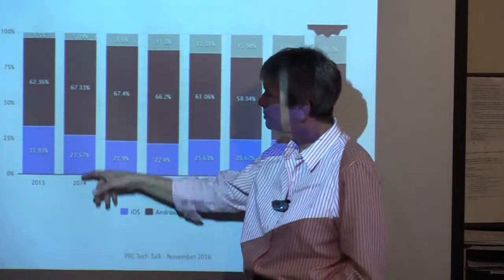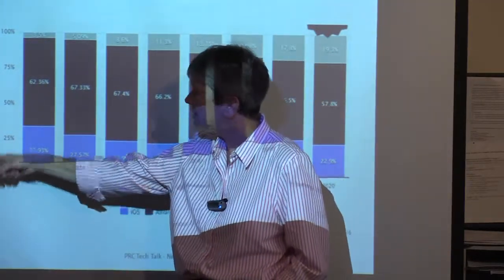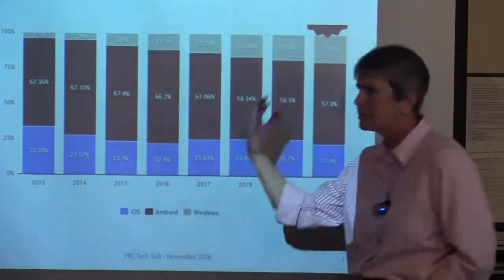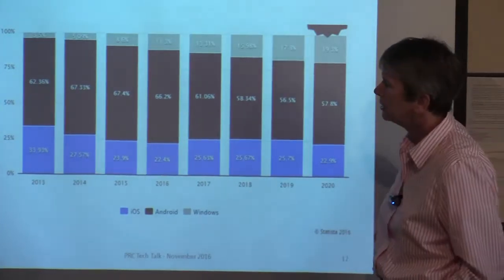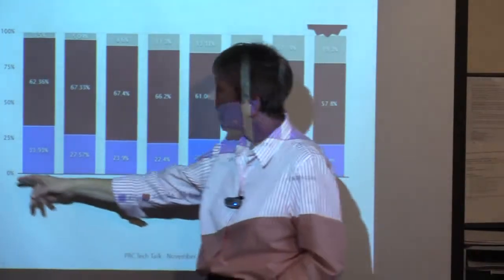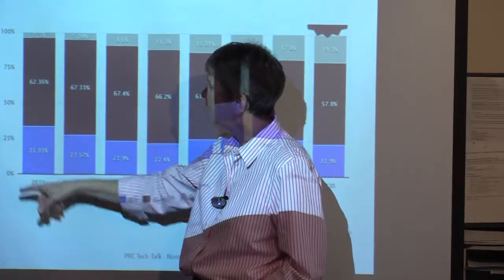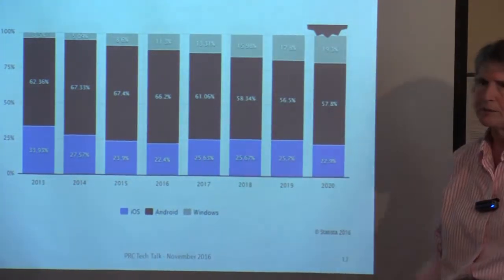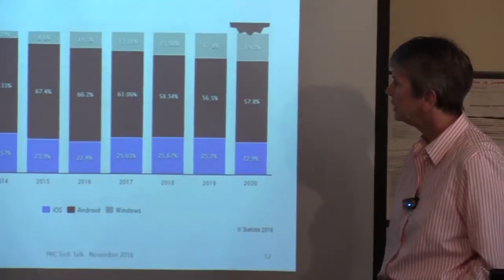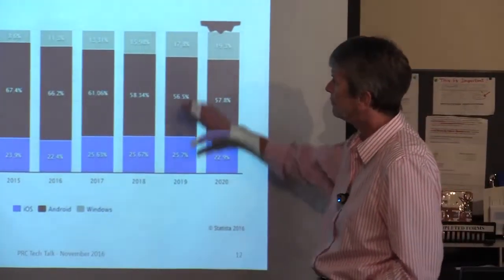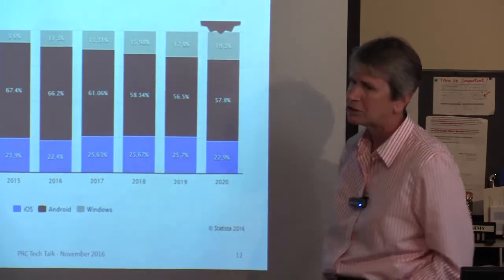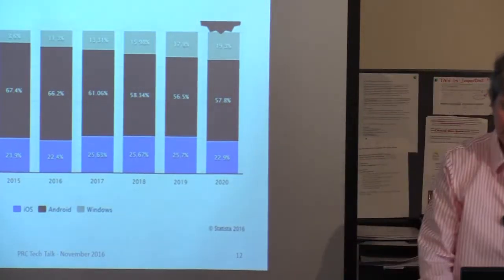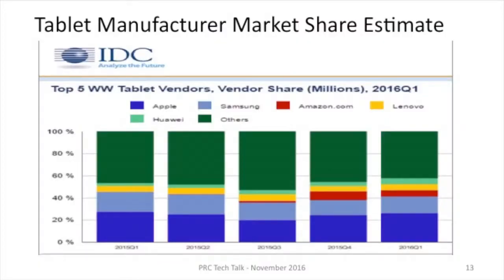Apple has declined substantially since it launched back in 2010. It probably had 80+ market share. In 2012, it was about 40%. So it's been declining steadily. It's going to hover probably around those low to mid 20s. So by far, Android is the dominant market share in terms of operating system.